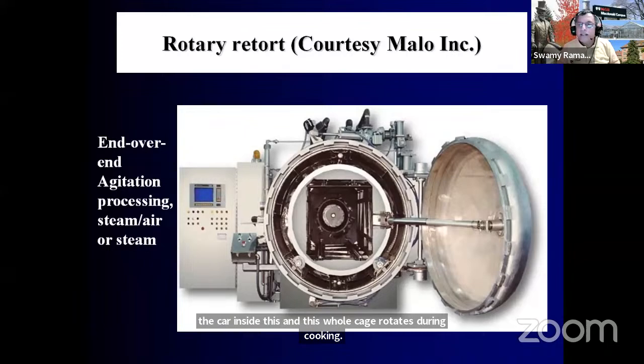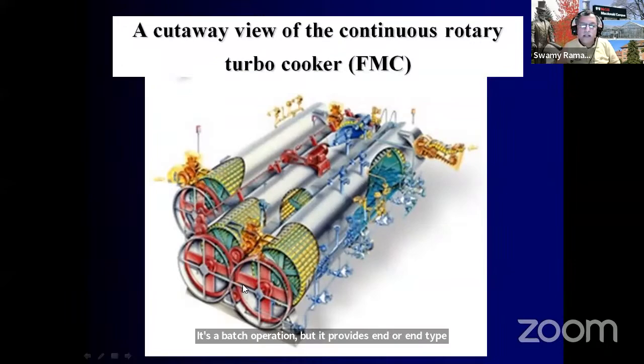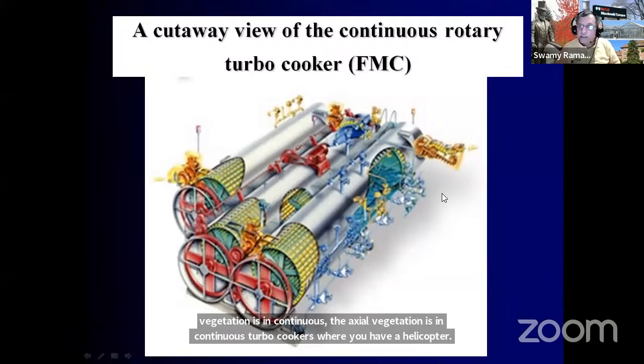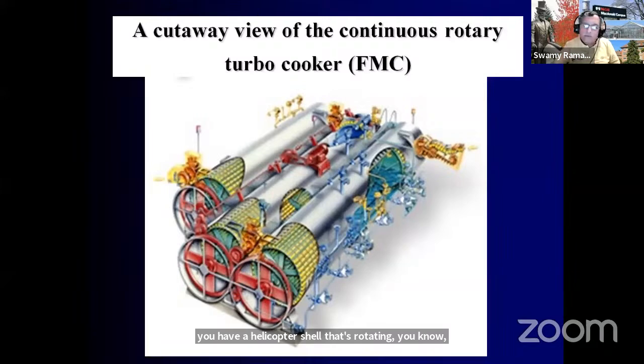The axial agitation is in continuous turbo cookers where you have a helical reel rotating inside a shell, where the cans enter from one end and they move along the helical coil, go from that end to this end where they are getting cooked. They are going to be processed in this shell, which is the processing vessel. And then we have a pressure cooling, and then we have atmospheric cooling. All through, they move in a continuous fashion in an axial way. As they are rotating in an axial way, they provide the agitation. So this also is a very good one for providing agitation during cooking.